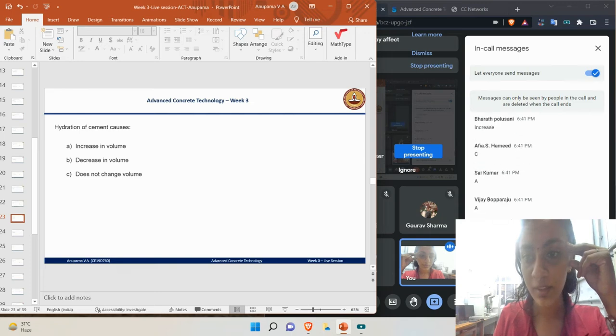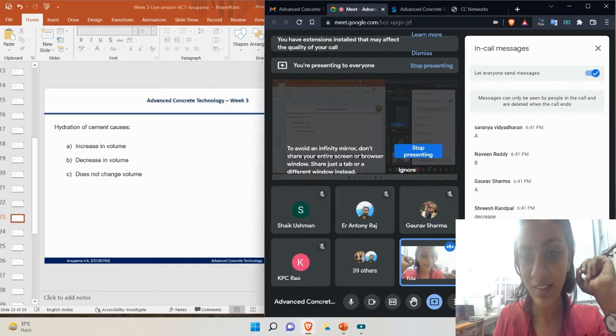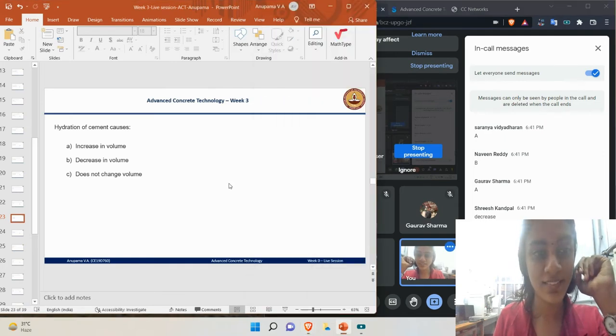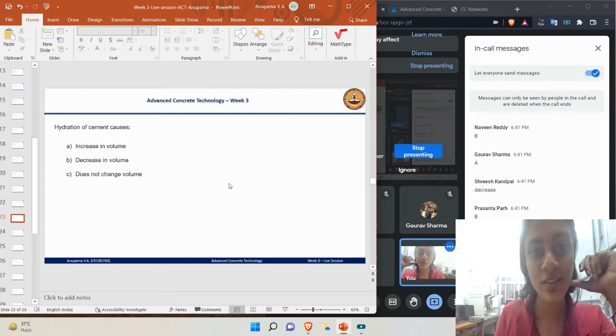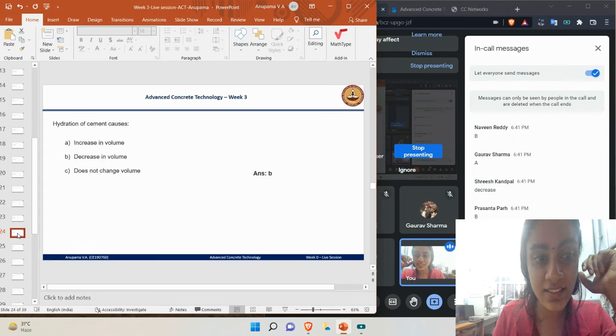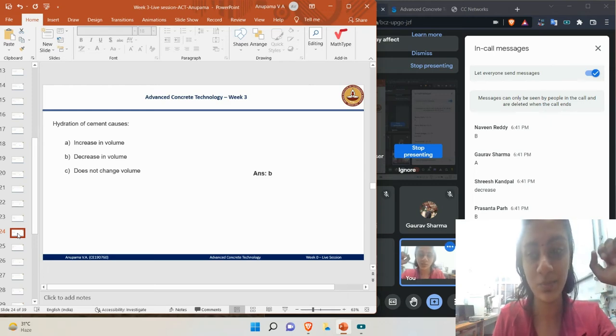Okay, I'm getting mixed answers here, A, B, and C. I thought this was a fairly easy question. Even in the calculations done by the professor, he considers that there is a volume reduction. That volume reduction of 25.4% is associated with the formation of pores within the structure. So the correct answer is decrease in volume, not increase in volume. Cement hydration causes a decrease in volume.